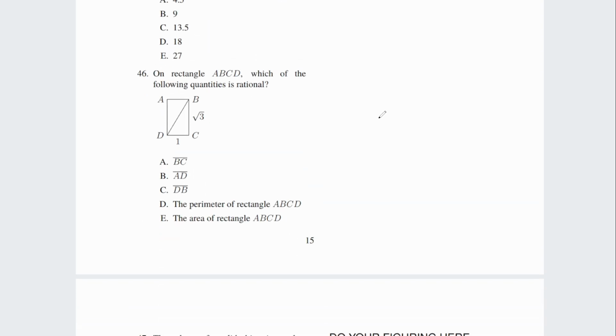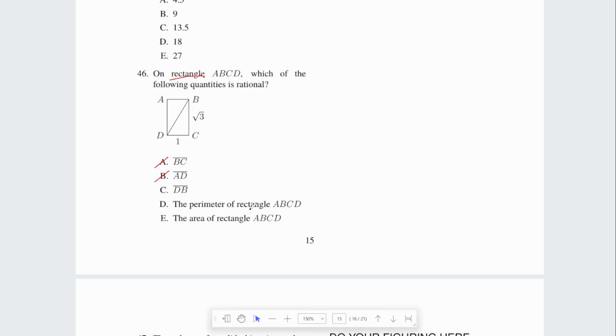On the rectangle ABCD, which of the following quantities is rational? Length BC is irrational because it's the square root of 3, which is irrational. Line AD is exactly the same because it's a rectangle. So line AD cannot be rational. These are equivalent answer choices, by the way.